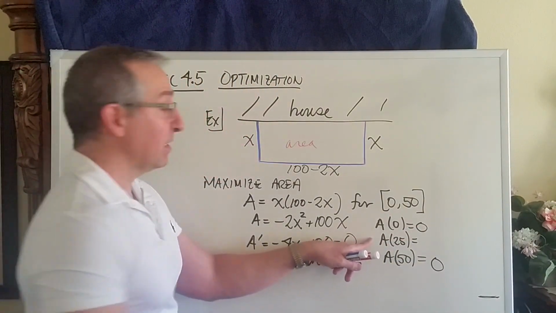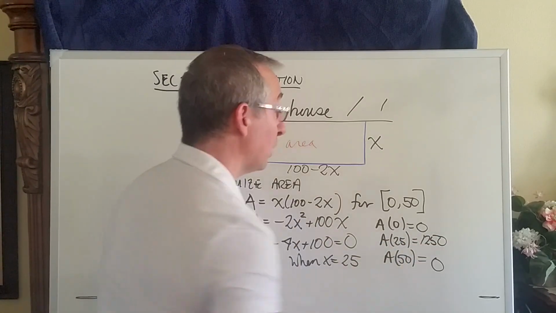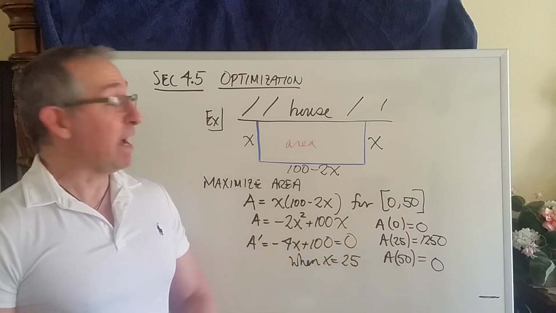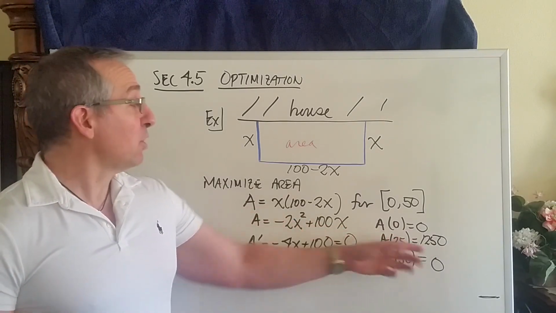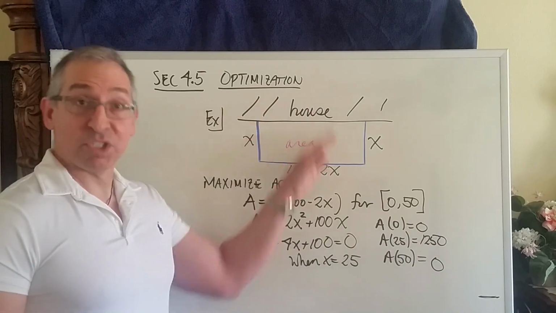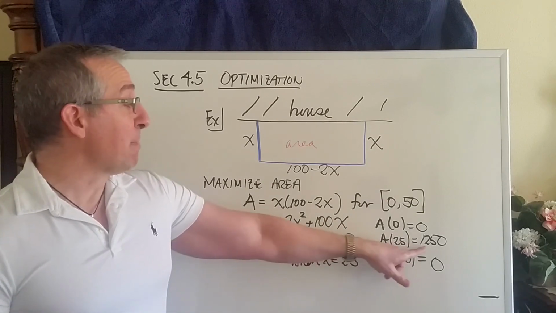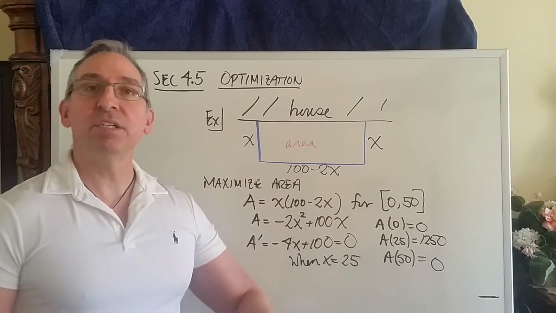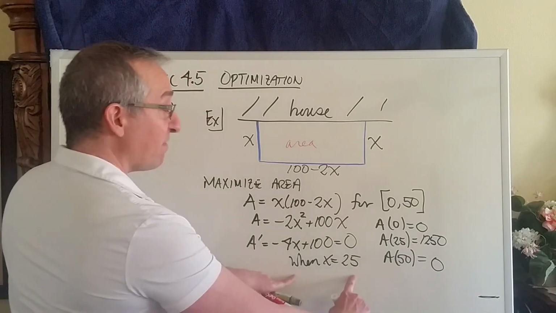At 25, plug back into this. You're going to get 1250. Obviously, gang, that's the largest number on the list. And remember, the largest number on your list is your absolute maximum value. So the area under the context of what's going on here, 100 feet of fence, 3 sides only, the maximum area is going to be 1,250 square feet. What are the dimensions that are going to make that happen? We'll come back up here, right? X is 25.